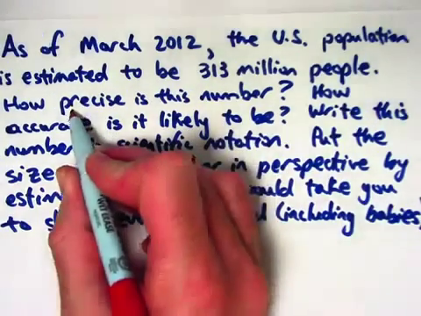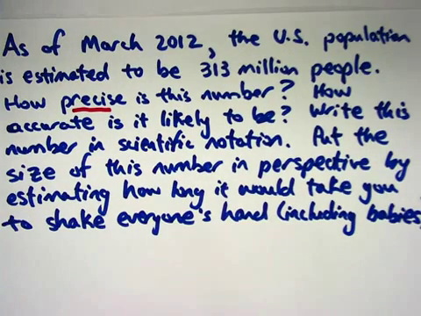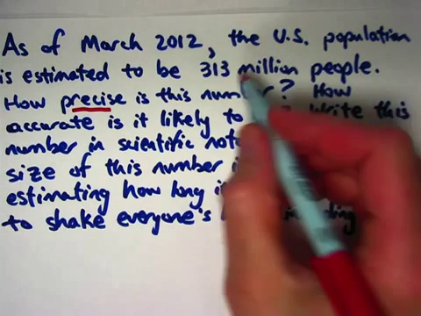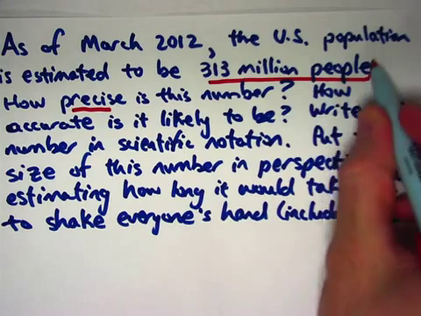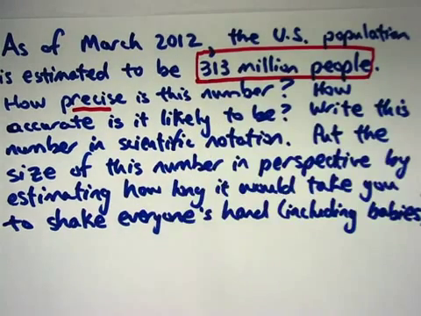All right, so the first question is, how precise is this number? You might also phrase that as, what is the implied precision? And so we got to look up at this number here, 313 million people. If that had been just written as, say, 300 million people, then the implied precision would be to the nearest 100 million people. If it was written as 310 million people, then the implied precision would be to the nearest 10 million people. It's written, though, as 313 million people. Therefore, the implied precision is to the nearest million people.